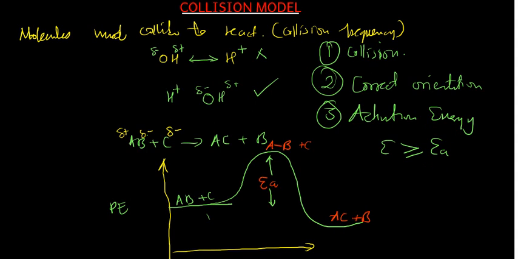Okay, so at the top there we have got what is called the activated complex. So this is what is referred to as the activated complex, or the transition state, where the bond between the reactants has broken, now ready to form product.